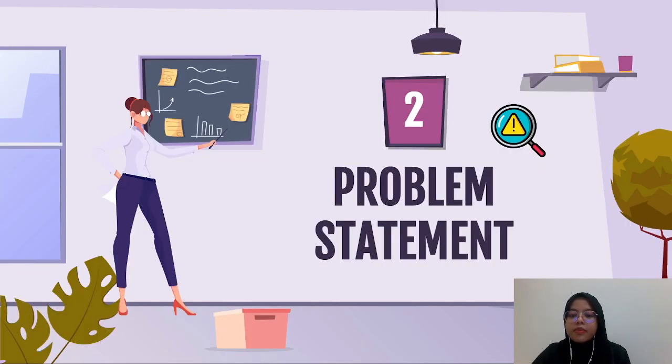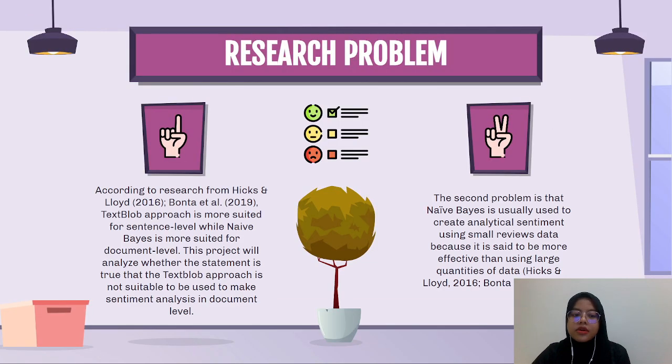So next is the problem statement in this project. According to research from Hicks and Lloyd and also Bonta, TextBlob approach is more suited for sentence level while Naive Bayes is more suited for document level. This project will analyze whether the statement is true that the TextBlob approach is not suitable to be used to make sentiment analysis in document level. The second problem is that Naive Bayes is usually used to create analytical sentiment using smaller review data because it is said to be more effective than using a large quantity of data.